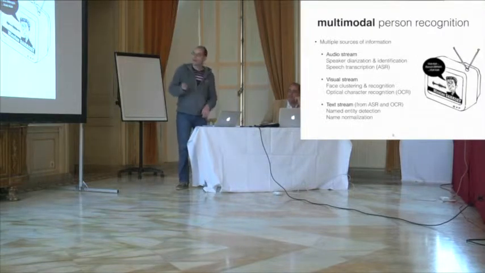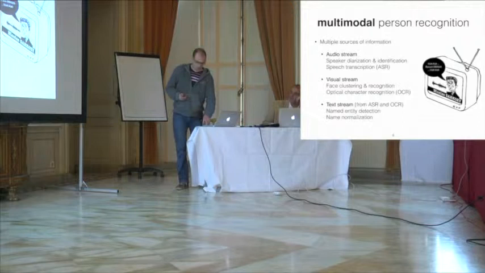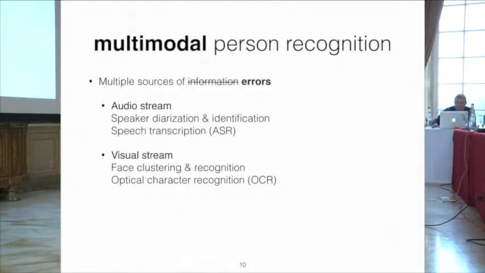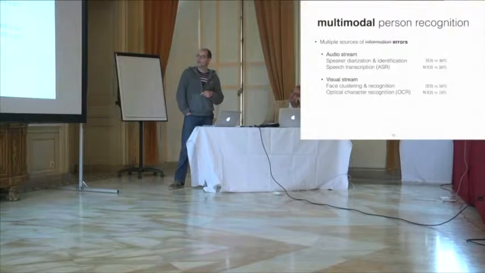So what's the problem with that? Yes, we have multiple sources of information, but then it's also multiple sources of errors. Just to give you an idea of the performance that we are reaching currently with our systems: in terms of identification error rate, we reach some 30% error rate. But most of it can be explained because we have no models for those speakers, because we haven't seen them before. And these are really the performance of the monomodal components, not trying to get information from other sources. For speech transcription, we have this kind of word error rate. For face clustering and recognition, this is the recognition score, which is very bad. And optical character recognition is working much better. These are just orders of magnitude, not real error rates.